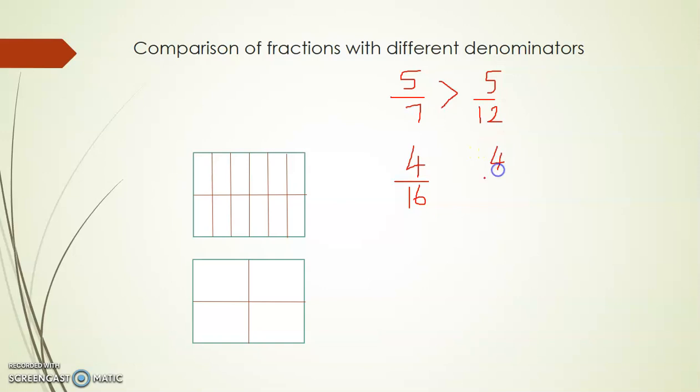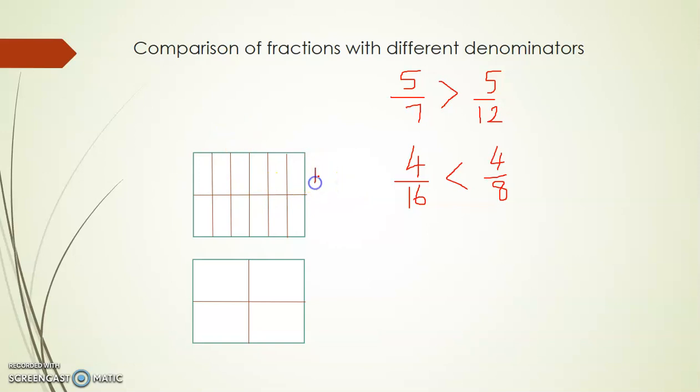Now, let us compare 4/16 and 4/8. Here again, the numerators are the same. ഇവിടെ denominator 16 ഉം ഇവിടെ denominator 8 ഉം. Which is bigger? 16 is bigger. So, while comparing fractions with same numerator, bigger denominator ആണ് എന്നുണ്ടെങ്കിൽ smaller fraction ആണ്. അപ്പോൾ 4/16 is smaller than 4/8. 4/16 less than 4/8. The picture ആയിട്ട് represent ചെയ്യാനാണ് ഇവിടെ വെച്ചിരിക്കുന്നത്.